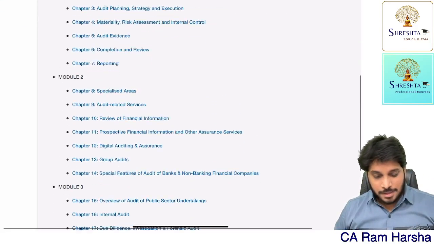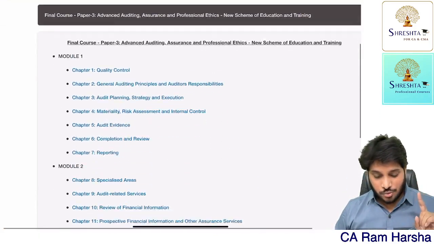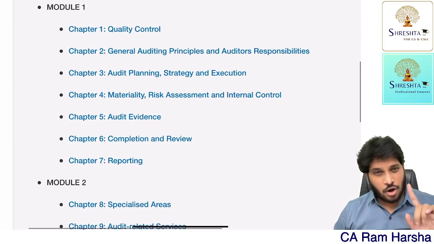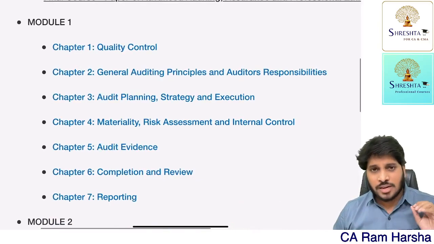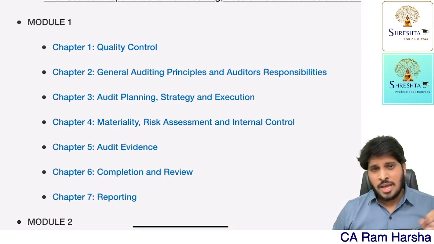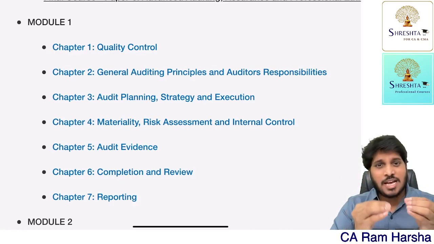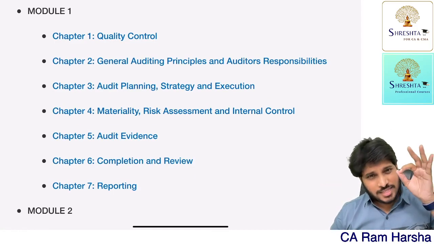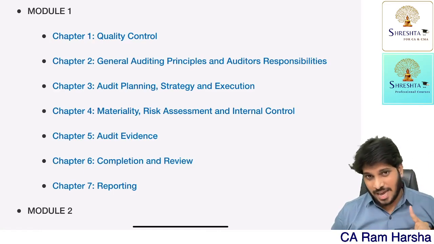Now you see, the CA final new scheme material for audit is divided into 3 parts: module 1, module 2, and module 3. In the entire module 1, they covered all auditing standards. Is there any new content added in the new scheme compared to the old scheme? Nothing. It is just a chapters reshuffling. Concepts have been reshuffled, that's the only change. All these topics and concepts were covered in our existing scheme as well.